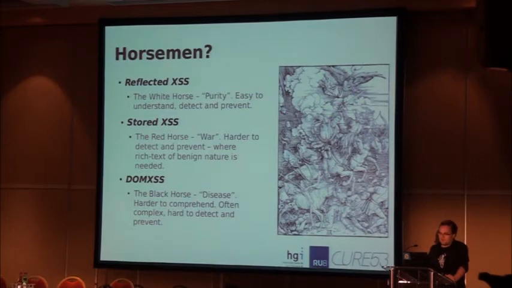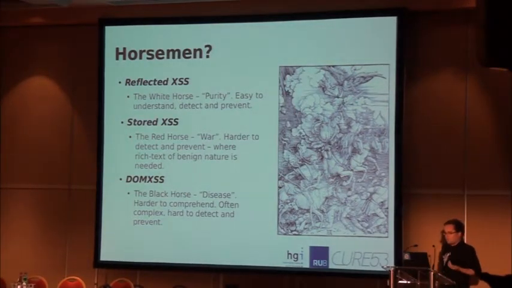I discovered that the three horsemen of the apocalypse kind of resemble the three kinds of XSS that usually are being talked about. We have reflected XSS, like the very simple thing, that pure thing that comes in via the URL or something else and is being reflected on the website and then executes JavaScript. Easy to understand, easy to prevent, it's just like purity. Then we have stored XSS, which is a bit more evil.